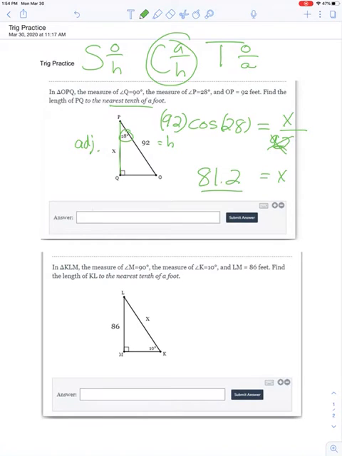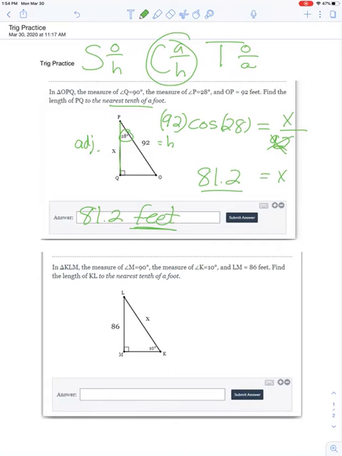And it's 81.2 feet. So I'm wondering if you're leaving this off and that's what's making it incorrect. So I'll look at that for some of y'all that have emailed me. But that makes sense because that's our longest side and our hypotenuse is 92. So our hypotenuse is still the longest.